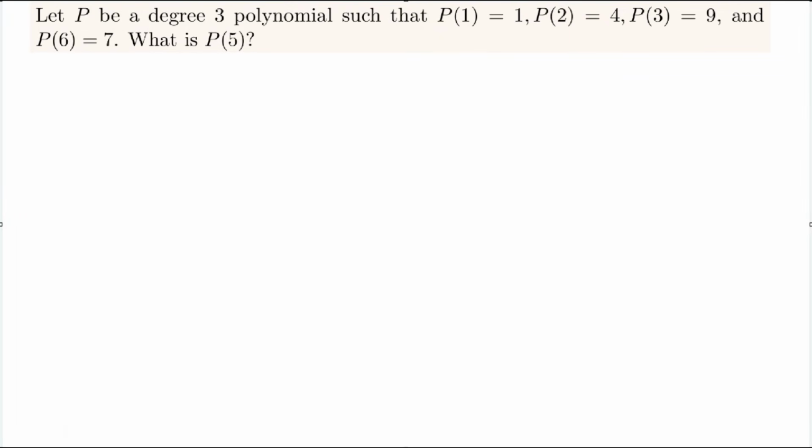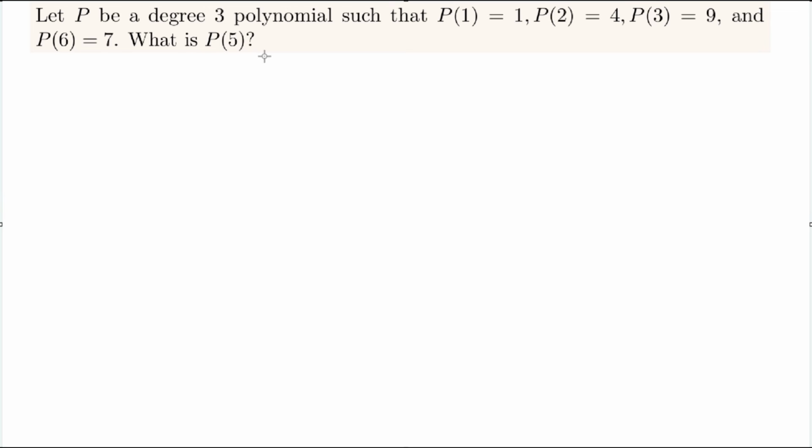So to make sure that we're on the same page, let's take a look at a quick example of all of these playing together. Let p be a degree 3 polynomial such that p(1) equals 1, p(2) equals 4, p(3) equals 9, and p(6) equals 7. What is the value of p(5)?